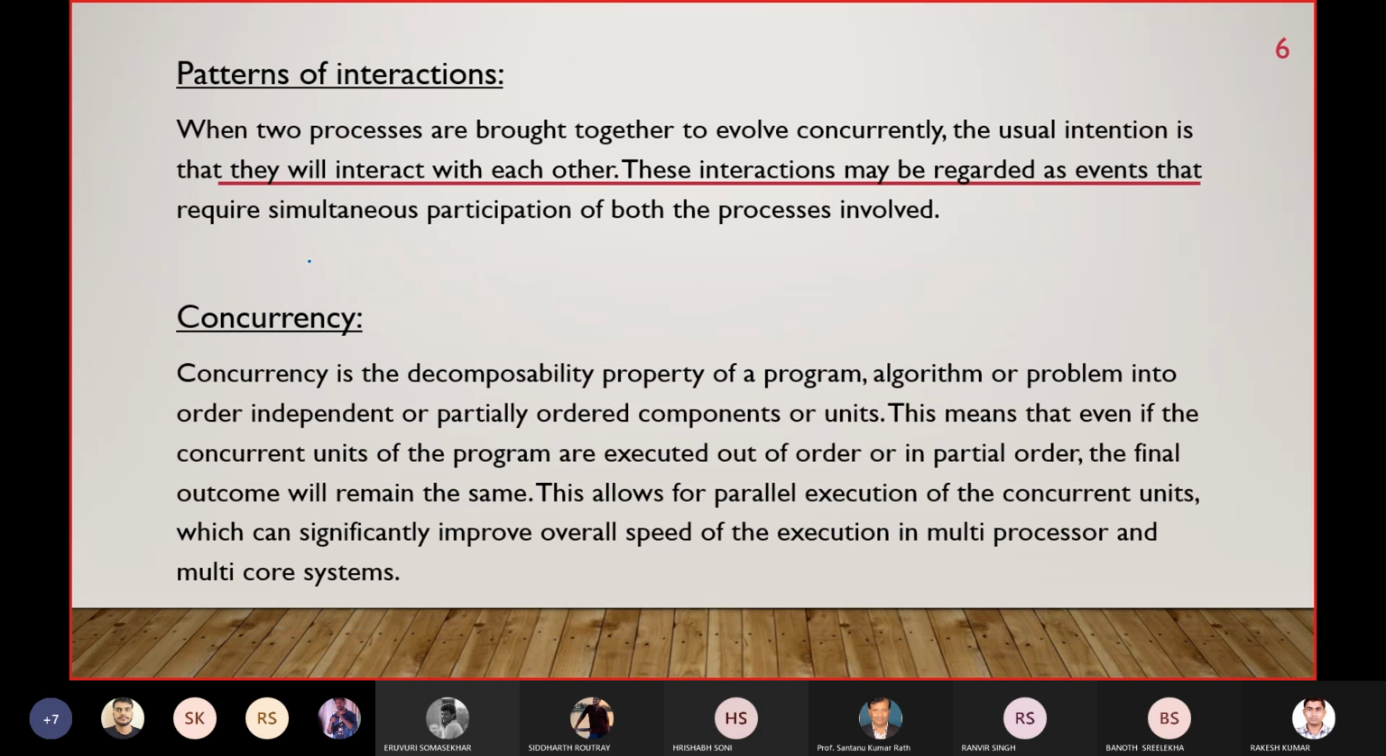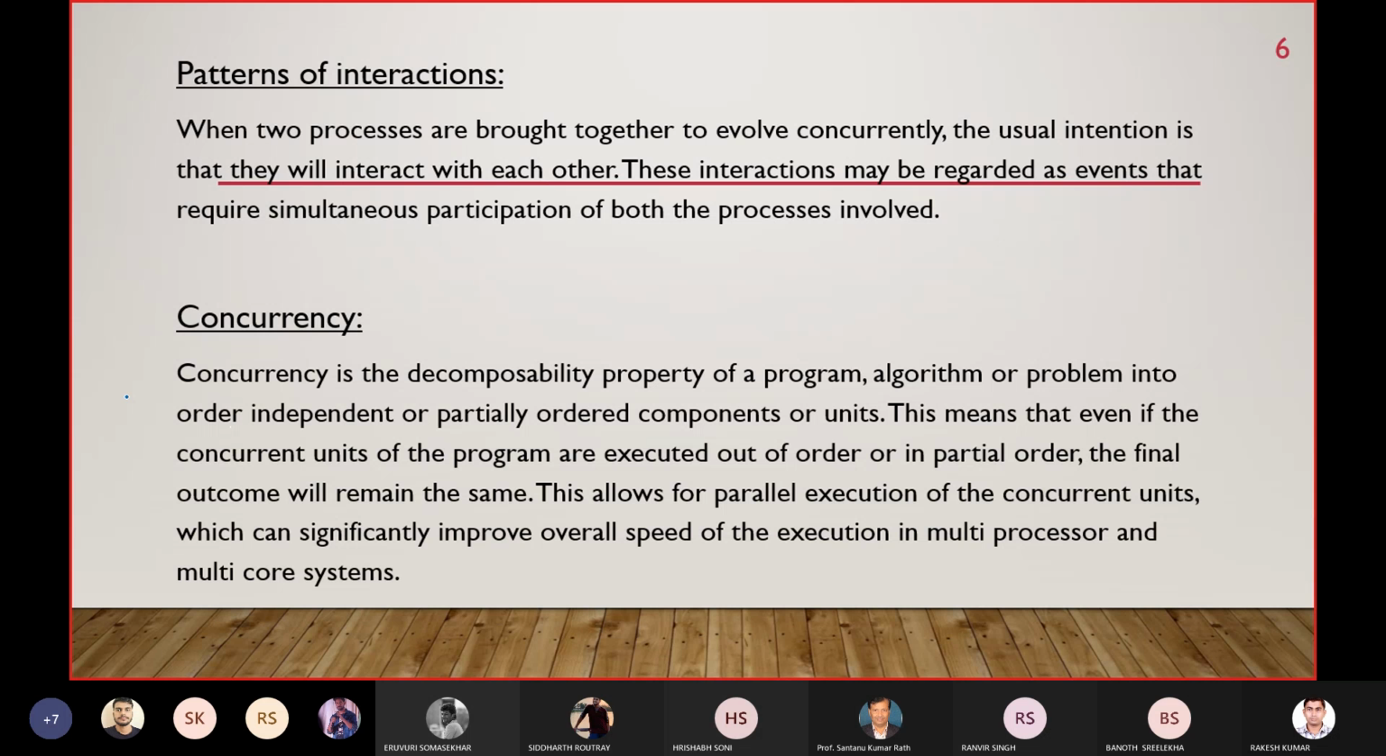Now, patterns of interactions. When two processes are brought together to evolve concurrently, the usual intention is that they will interact with each other. For example, in a football team there are 11 players, and they have to play like a team. They have to interact with each other in a particular pattern. In a system too, processes have to interact in a particular pattern. Suppose process A is executing, then B, then C, and again A. They have to maintain this cycle of A, B, C and not break the pattern. It should not be B, A, C. If A, B, C is going on, then it continues A, B, C. That is the pattern of interactions.